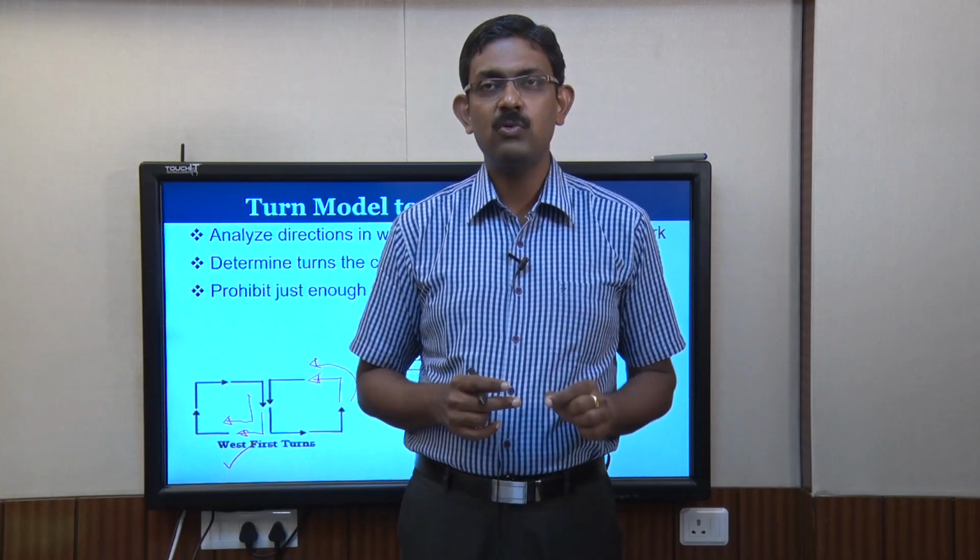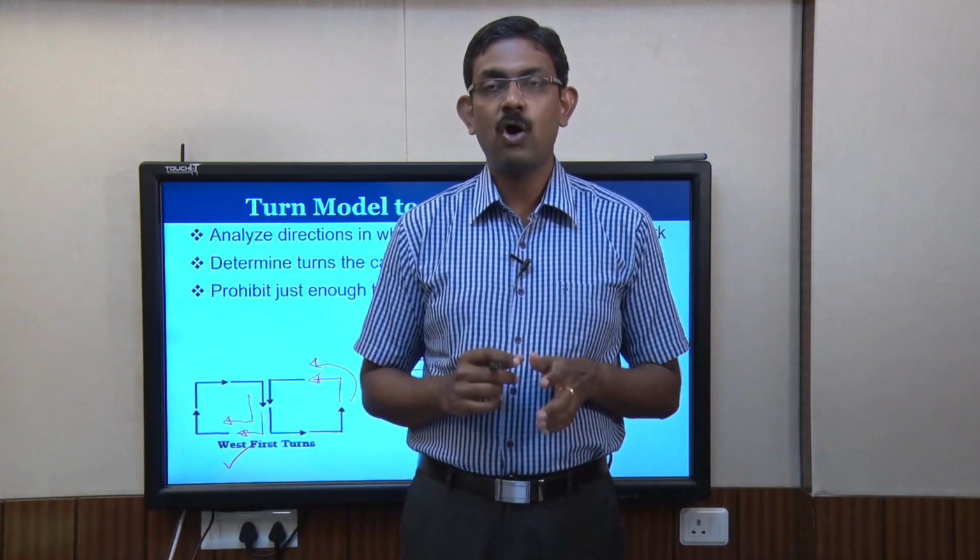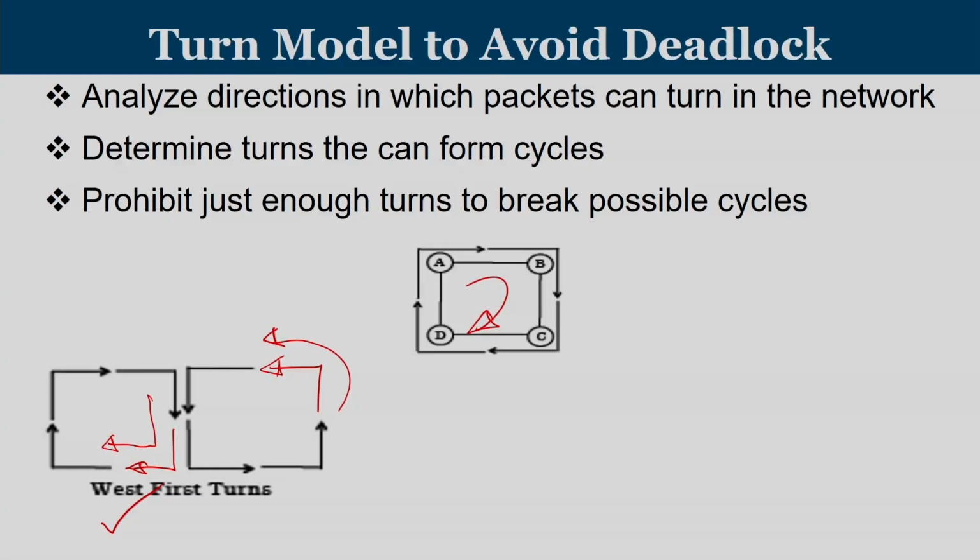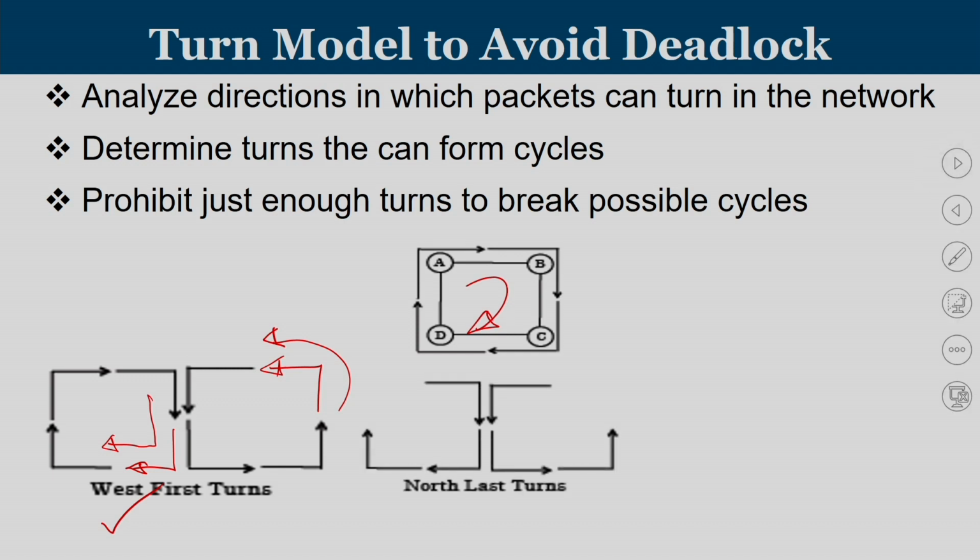Once a non-west turn is taken, no more west turns are allowed. So, in this case, in the clockwise direction we prohibit one turn, in the anti-clockwise direction also we prohibit one turn, and thereby we make sure that deadlock formation is not happening.